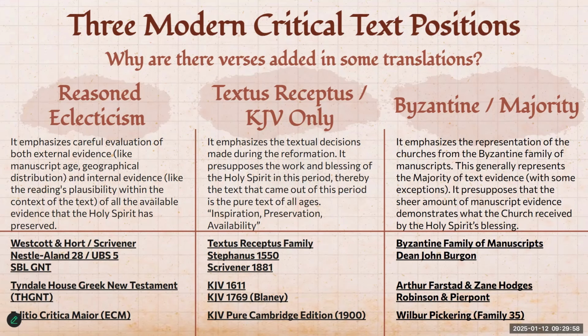ecclesiastical position. Textus Receptus said, well, this is what the church has received after the Reformation, so we're the ecclesiastical position. And Byzantine majority says, well, this is what the church has received before the Reformation based on the manuscript evidence, so we're the ecclesiastical position. And I just said, well, forget it. It's not a helpful term if we're all arguing over it. So we just went with reasoned eclecticism, Textus Receptus, KJV, and the Byzantine/majority position.